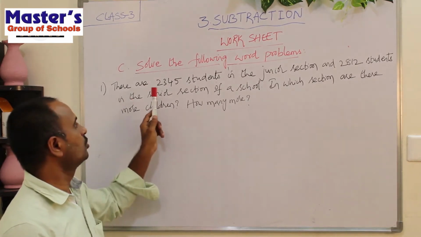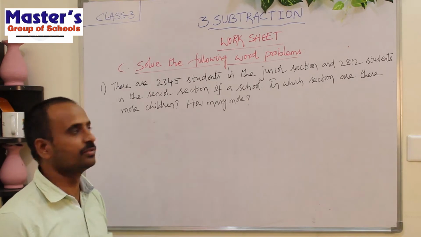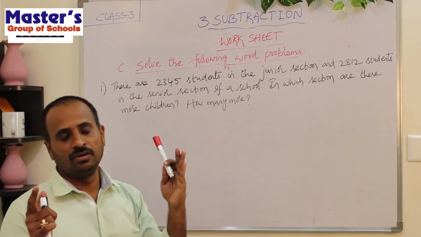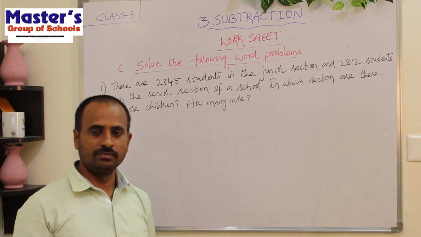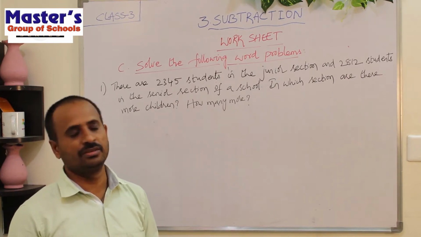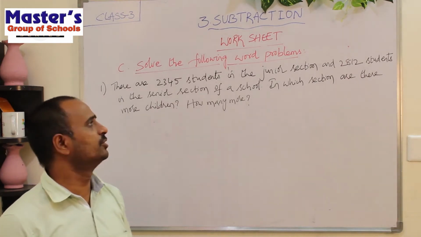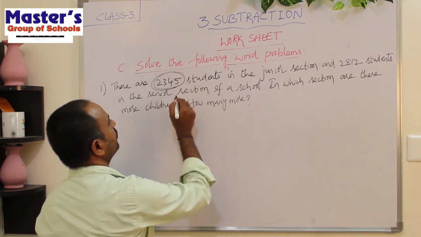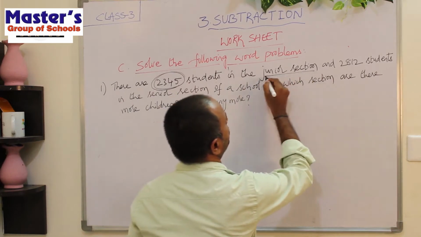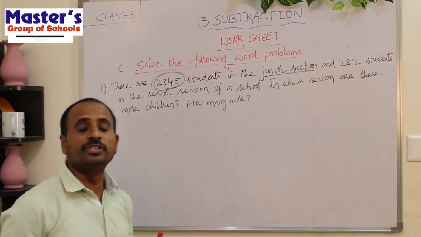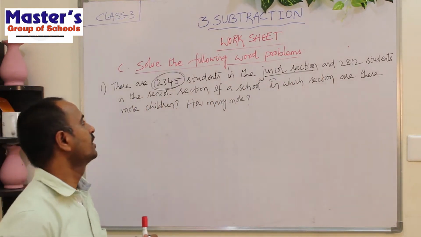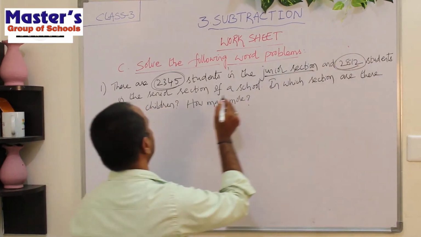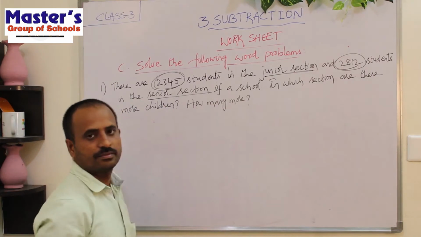So there are 2,345 students in the junior section. There are two sections in the school. One is the junior section and another is the senior section. How many students are there in the junior section? There are 2,345 students in the junior section. And how many students are there in the senior section? There are 2,812 students in the senior section.